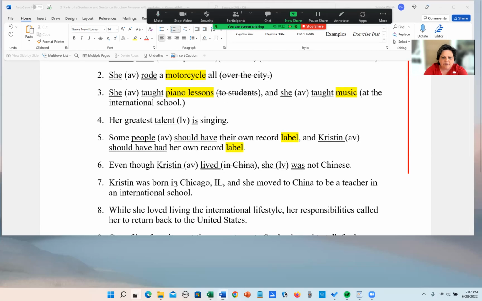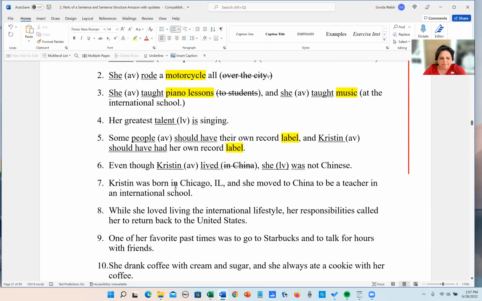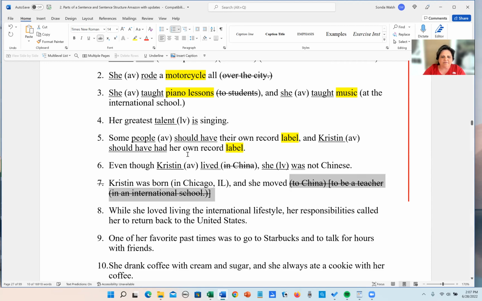And we will, uh-oh, that was odd. Sorry. So in Chicago, Illinois, to China is a prepositional phrase. To be a teacher is an infinitive. In an international school is a prepositional phrase. And we'll close out our infinitive phrase with that. So I'm going to take and put my line through all of that. We're not going to find our direct objects inside those.